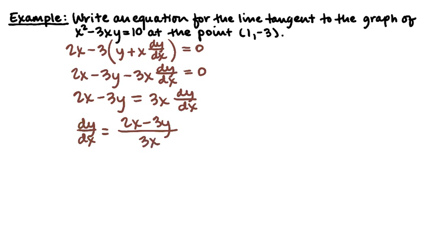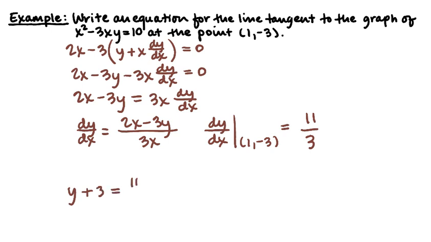Right, so now that I've got dy/dx, I should be interested in what the value of dy/dx is at the point (1, -3). I'm going to plug in x = 1 and y = -3, so it'll be 2 plus 9 is 11 over 3 times 1 is 3. So I got 11/3. Now I've got a point and a slope, so I'm ready to write the equation. y minus negative 3, y + 3, is equal to 11/3 times (x - 1).